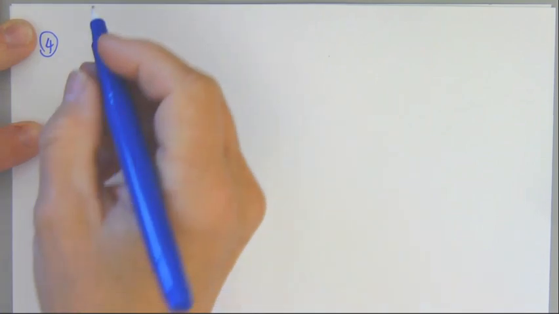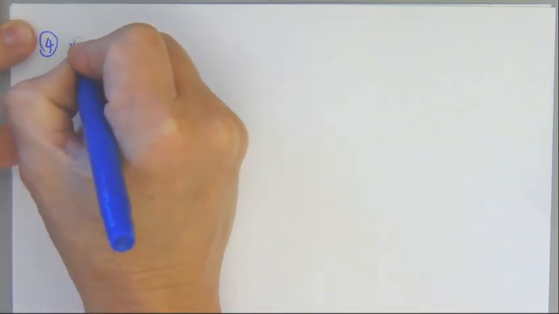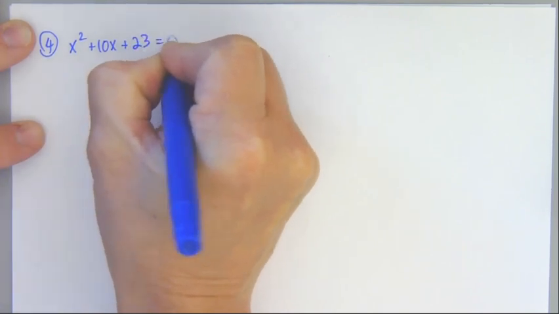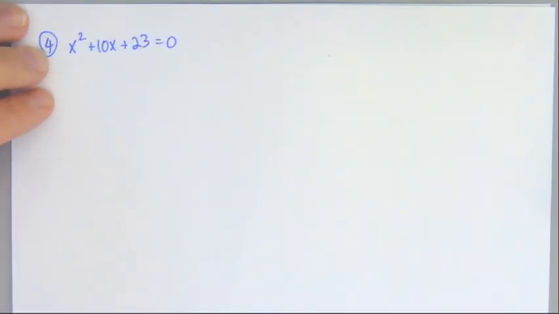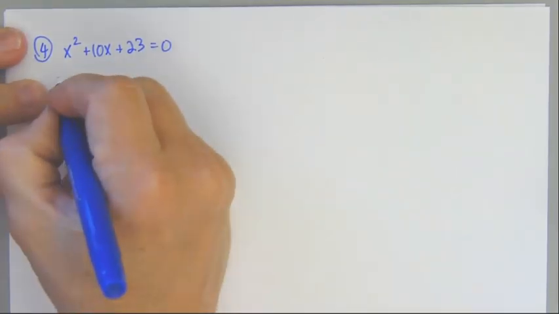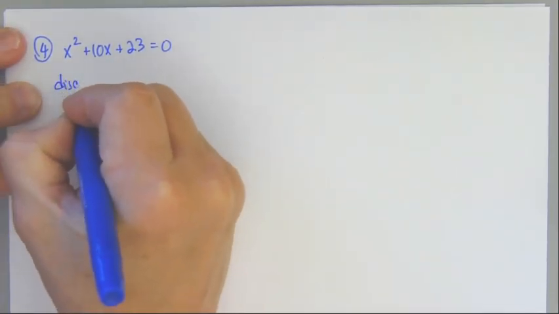All right, so let's just do a couple problems with this. I'm going to give you a problem. What I want you to do is find the discriminant and then describe the kind of roots that it has. So x squared plus 10x plus 23 is equal to 0. I just want to know if it's going to have 2 real, 1 real, or 2 complex.